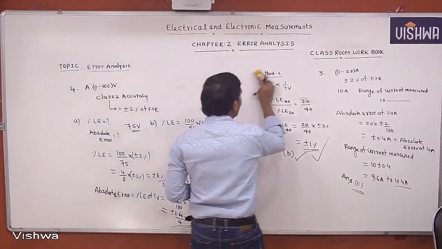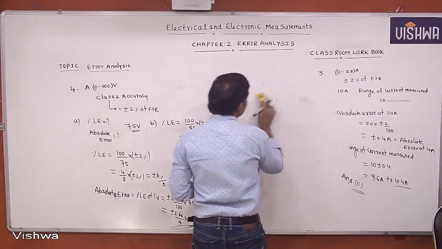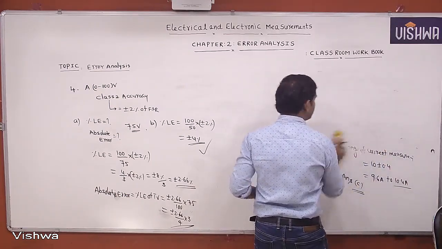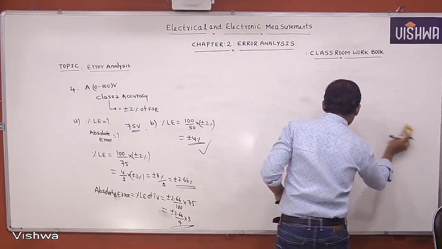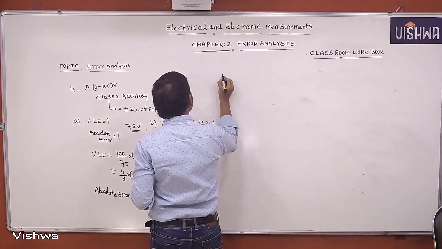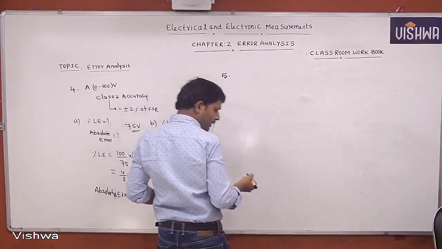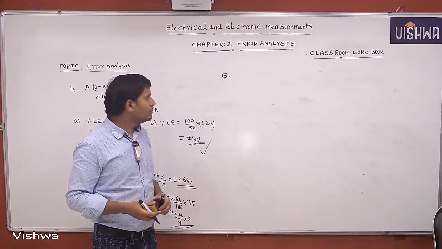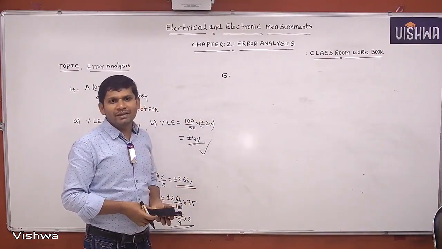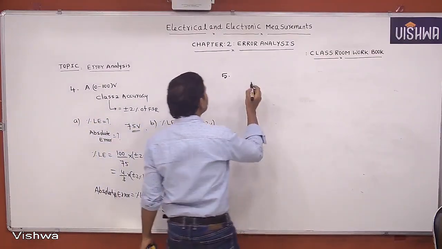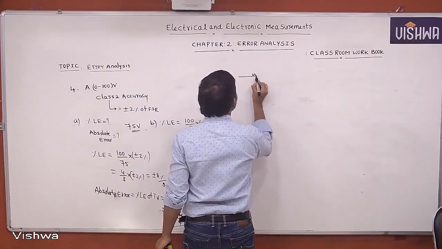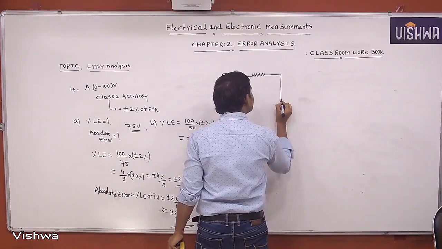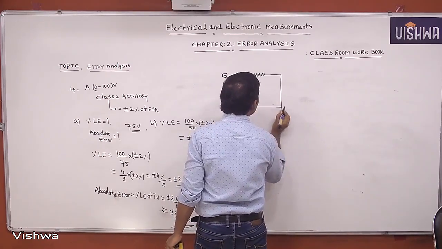Read the fifth question, all of you. See question number 5. What is given? For the circuit shown in the figure, calculate the power dissipated by the resistance. This is the given circuit.